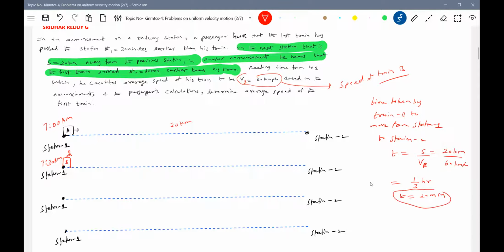After 20 minutes, what happened? Train B will be here. This is very important. So what is the time? Exactly 7:50 a.m. Train B will arrive at station 2, according to the data. Then here, what announcement will you get? You will get an announcement that the train 20 minutes earlier than his train has passed. So at what time did train A reach station 2? Exactly 7:30 a.m.